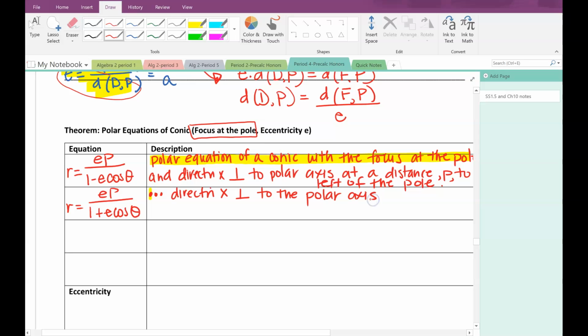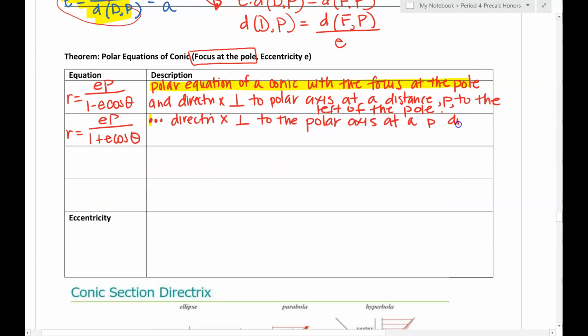Okay, so that part's still the same for this. At P distance to the right of the pole because it's a positive cosine.